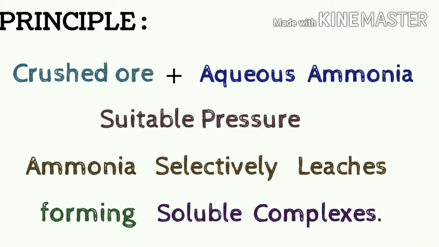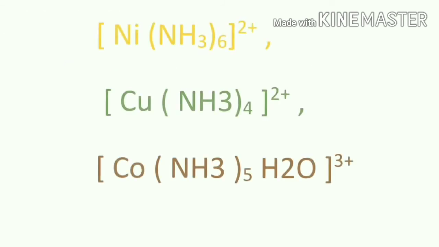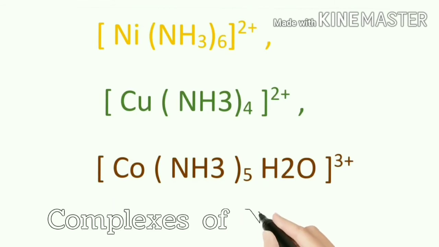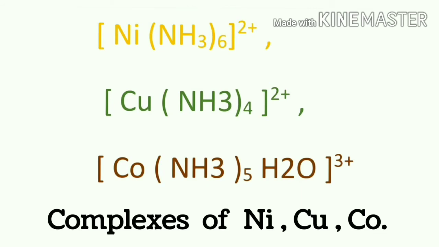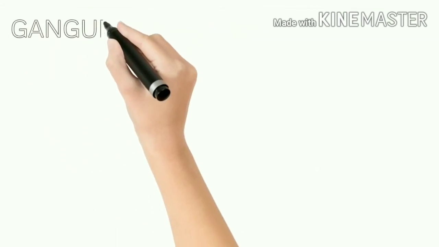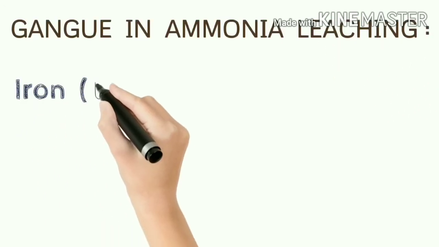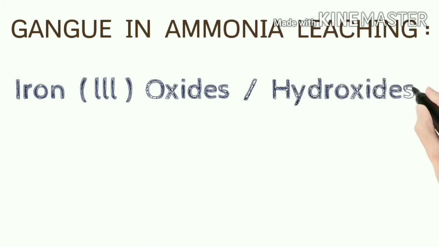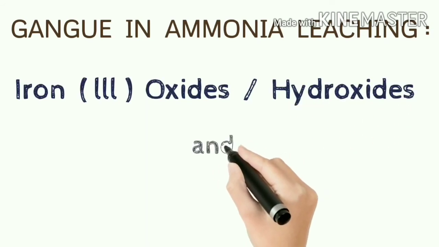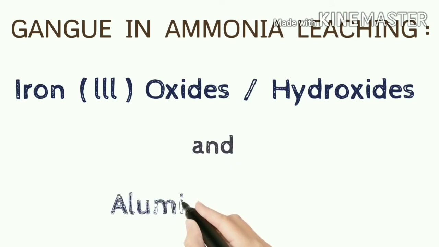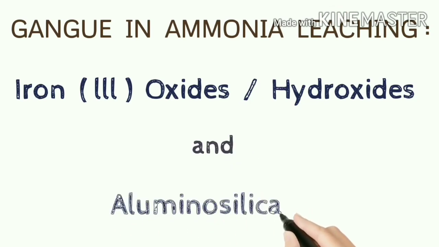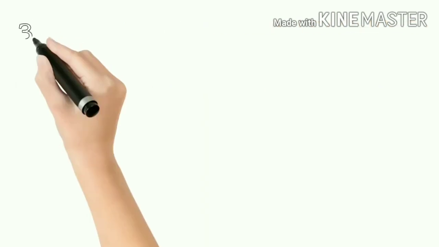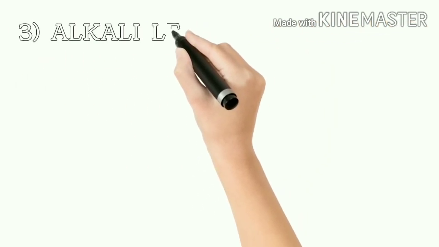Now the point is, what are the soluble complexes? Let's see that. This is about hexaamine nickel ion, tetraamine copper ion and aqua tetraamine cobalt. So these are the complexes of nickel, copper and cobalt. They are soluble complexes. What about the gangue in this ammonia leaching? The gangue particles left over in this ammonia leaching are iron 3 oxide and/or hydroxide, and another thing is aluminosilicate. So now we separated the ore from the gangue particles.